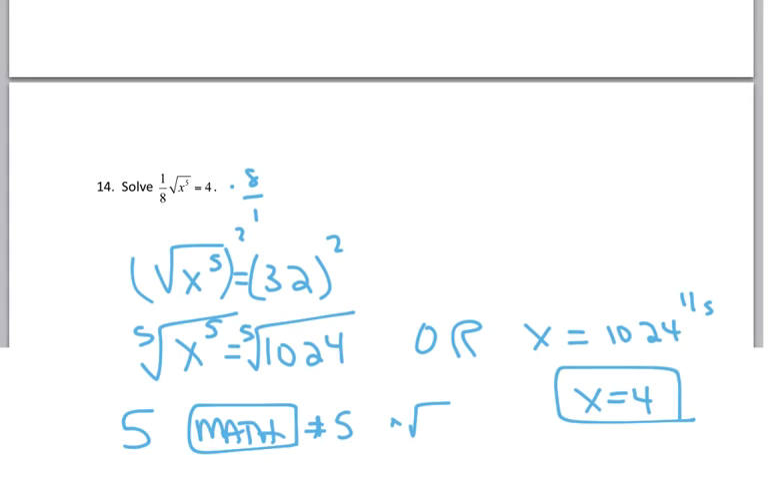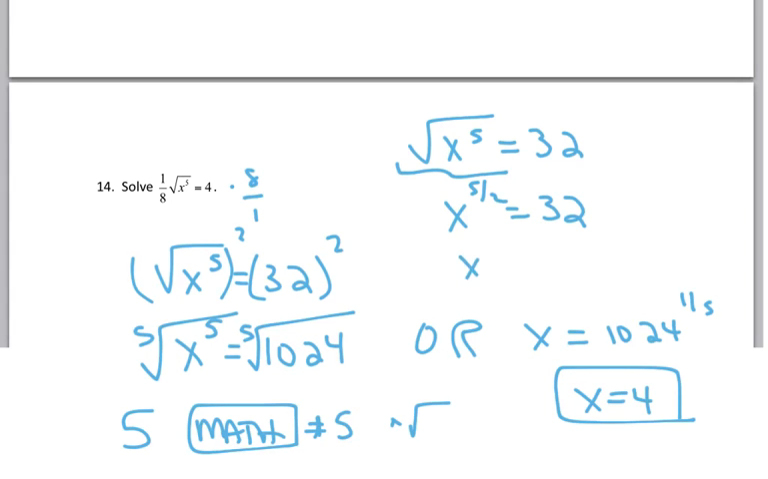Now, are there other ways of doing it? Yeah, you could have done this another way, which is after you multiplied by 8, you could have rewritten this as x to the 5/2 power, and then solved by raising the other side to the 2/5 power, and you still would have gotten 4.